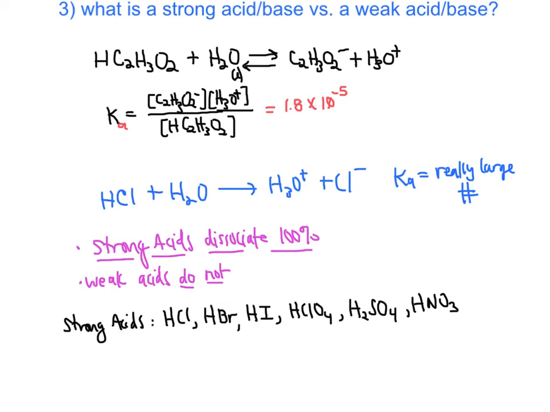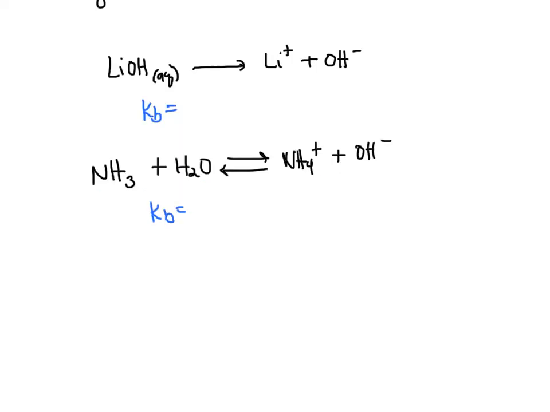Some examples of strong acids are hydrochloric, hydrobromic, hydroiodic, perchloric acid, sulfuric acid, and nitric acid. Every other acid is pretty much weak. And the same rules, of course, apply for bases. Something like lithium hydroxide, when I dissolve it in water, it dissociates 100%. That means its ions split into lithium and hydroxide, and there is no backwards reaction. So its Kb value is really, really big. In fact, I don't even think there is a measured Kb value for lithium hydroxide.